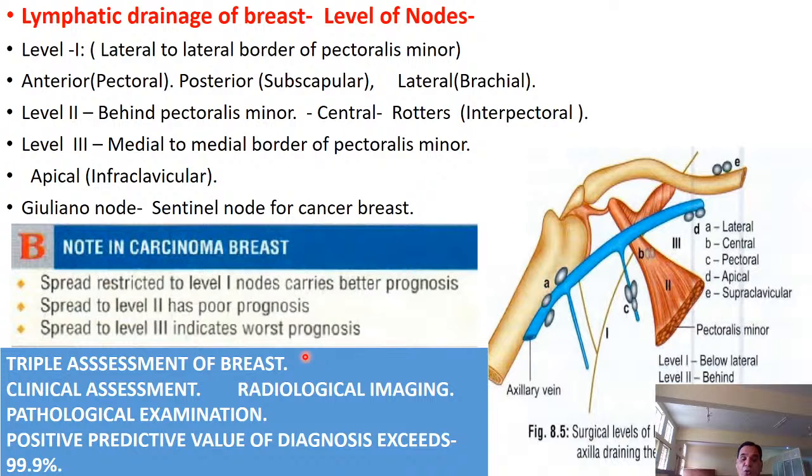Okay. And now, what is a triple assessment of breast? Sometimes they ask, what is a triple assessment? Clinical assessment, radiological imaging and pathological examination. These three combined, clinical, radiological and pathological, the triple assessment gives a positive predictive value of diagnosis which exceeds 99.9%. So you have no chance of missing anything. It is a triple assessment for CA breast. This is a buzzword of today.